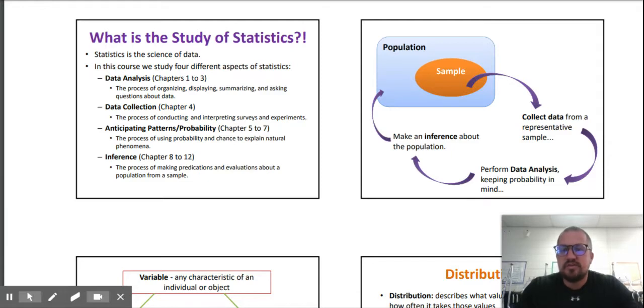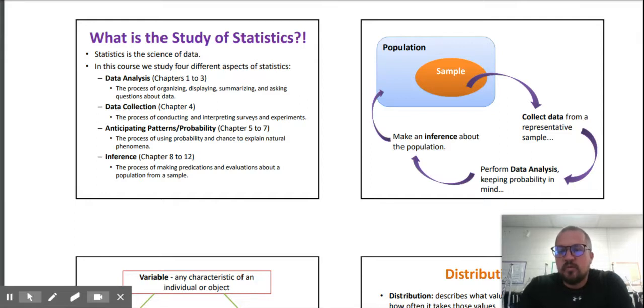So in this course, you're going to see four different aspects of statistics. The first one is data analysis. This means we already have a group of numbers and we're just going to analyze it. We're going to analyze it by organizing, displaying, summarizing, and asking questions. And that's going to be the first three chapters. So the first few weeks of class, you're looking at different types of graphs and different types of displays that you'll see for us to organize our data.